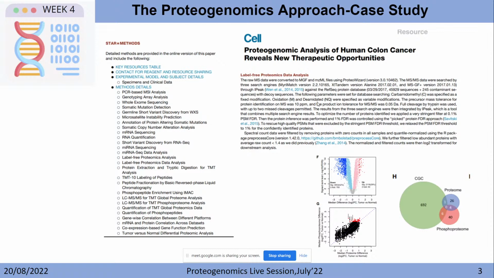Now, if you all remember, in Mascot we used to keep parameters where carbamidomethylation was specified as a fixed modification. Here in this software also, carbamidomethyl is kept as a fixed modification, and oxidation of methionine along with deamidated NQ was kept as a variable modification. Then different parameters were given for the MSMS scans, and finally the proteins were identified. Once the proteins were identified, they used quantile normalization.